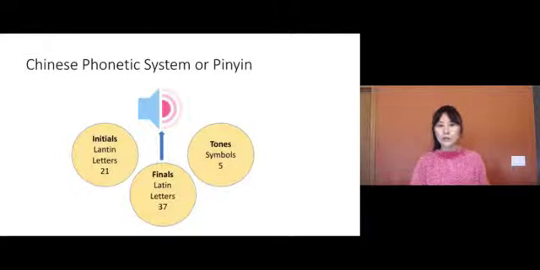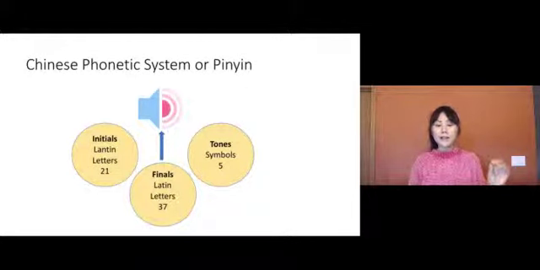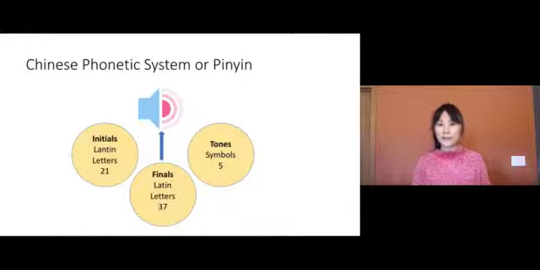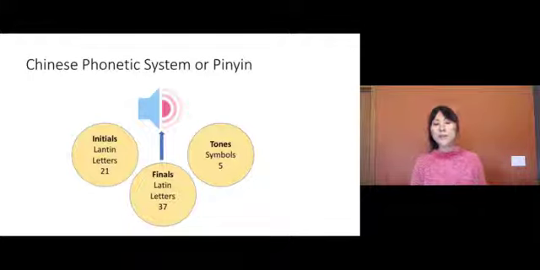So some years ago, a system that is composed of Latin letters and the tones was developed. There are three parts, three components of each sound, which are initials, finals, and tones. Initials and finals use Latin letters. There are 5 tones. There are 21 initials and 37 finals.